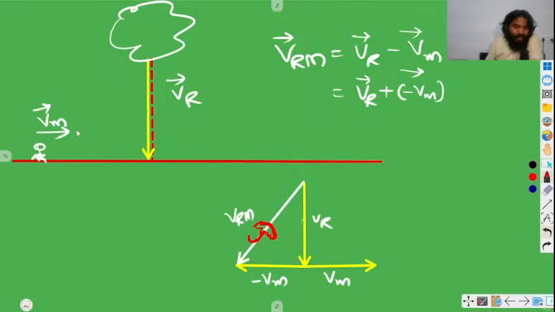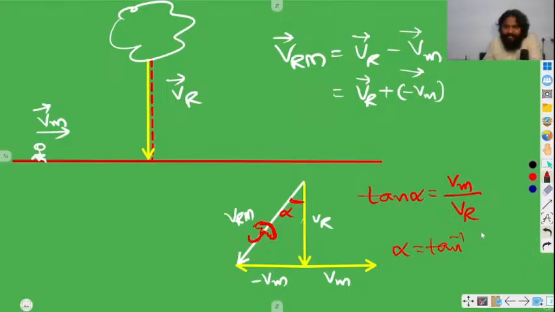Whenever the rain is vertically falling down and you are running with vm velocity of men in this direction, then what you have to do? You have to hold the umbrella in this direction, the resultant direction. Then you can escape from the drenching. This is the alpha, right? Now from the diagram, tan alpha is equal to opposite by adjacent, that is vm by vr, right? Alpha is equal to tan inverse of vm by vr. So this is the relative velocity direction in which you have to hold the umbrella so that you can escape from the drenching of rain. Clear, right? This is case 1.